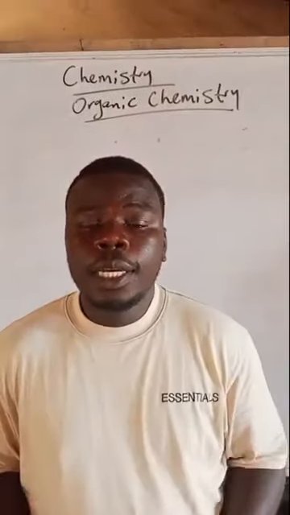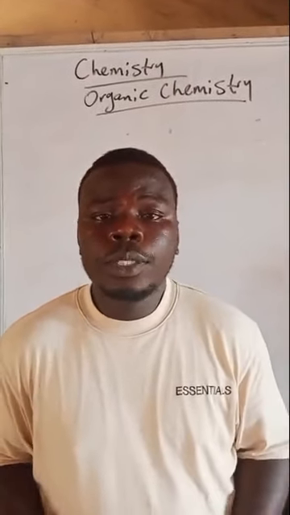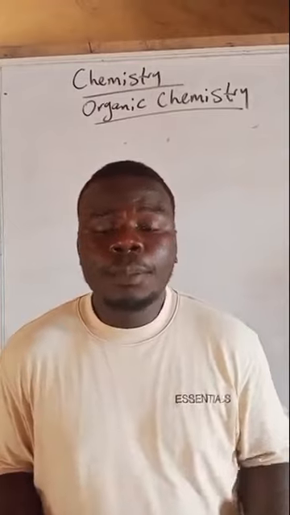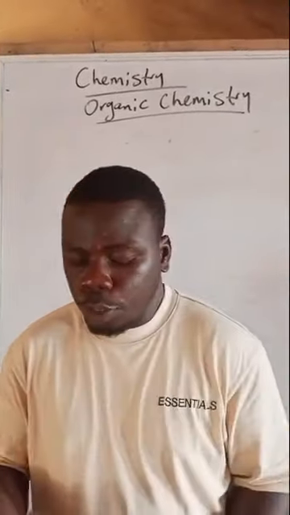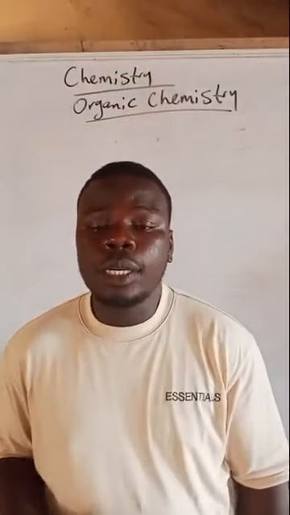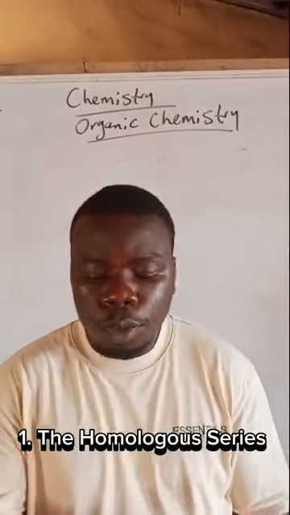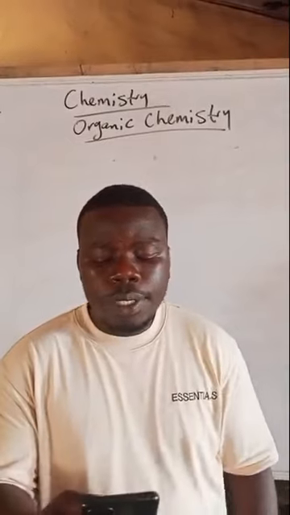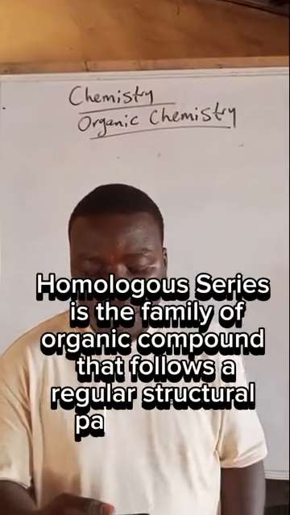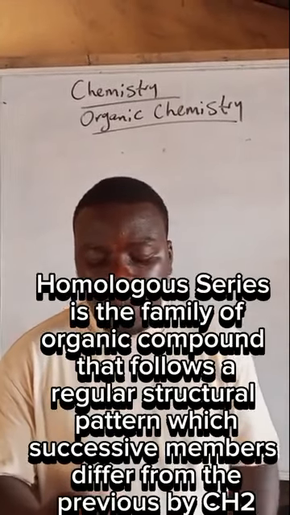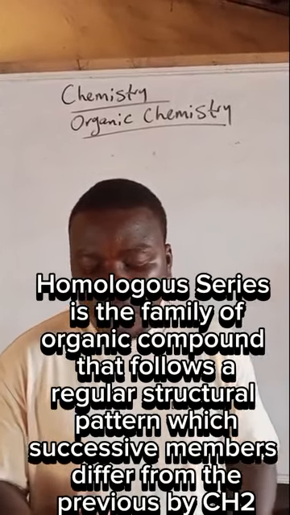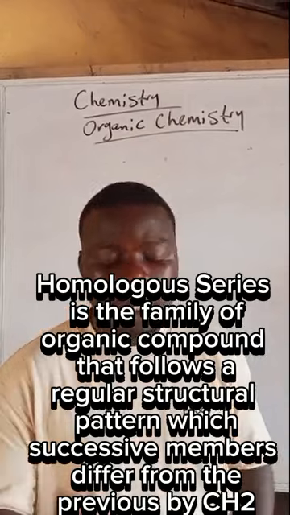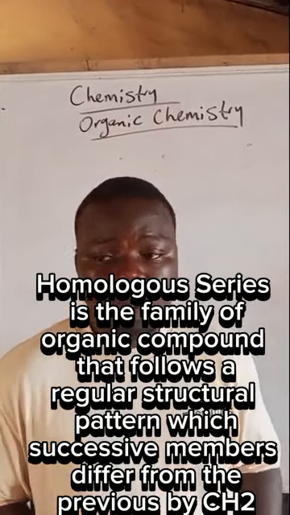Moving forward, the next thing we're going to be talking about is the basic terminology we use for organic chemistry. We are going to start with number one, which is the homologous series. Now, what is a homologous series? A homologous series is a family of organic compounds that follows a regular structural pattern, in which successive members differ from the previous by a CH2 group.